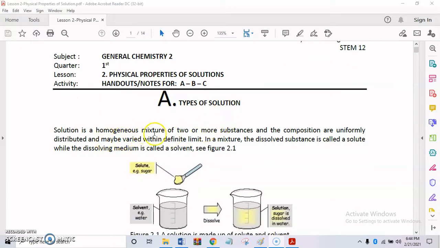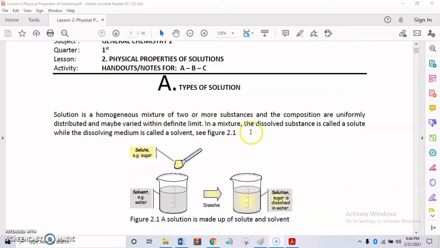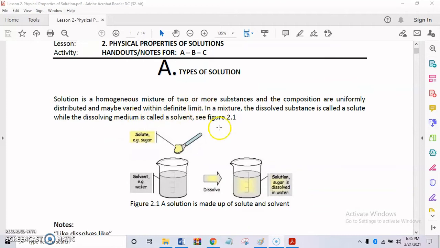A solution is a homogeneous mixture of two or more substances, and the composition is uniformly distributed and may be varied within definite limits. In a mixture, the dissolved substance is called a solute. It is this one. While the dissolving medium here is called a solvent. So in Figure 2.1, a solution is made up of solute and solvent.